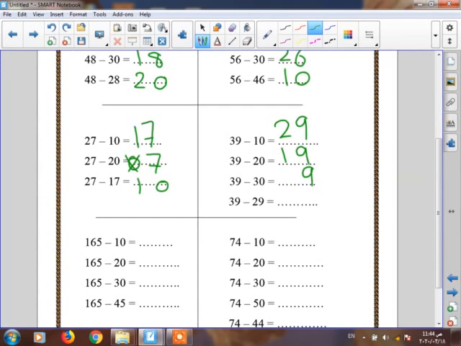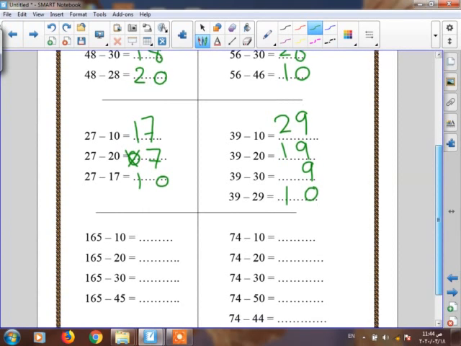I start from the ones. 9 minus 9 equals 0 in the ones. 3 minus 2 equals 1 in the tens. So the answer is 10.